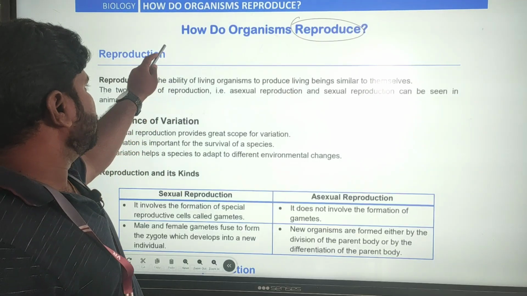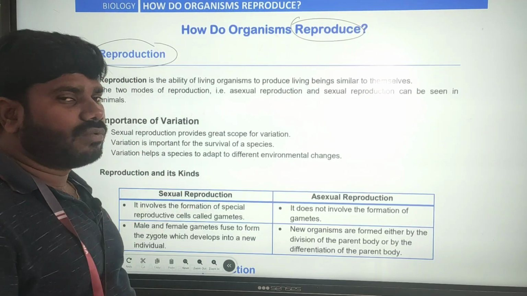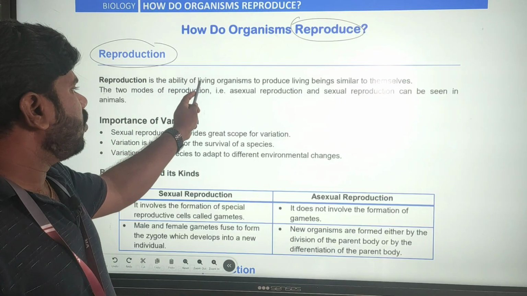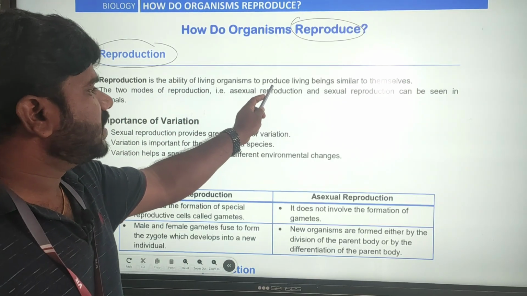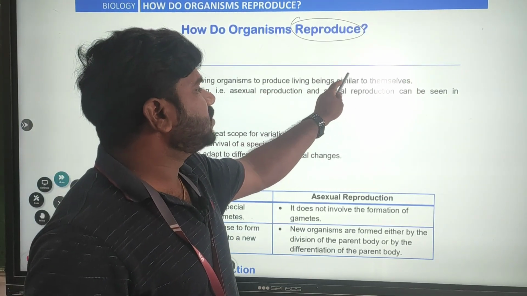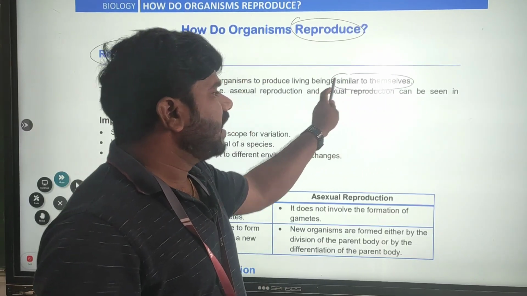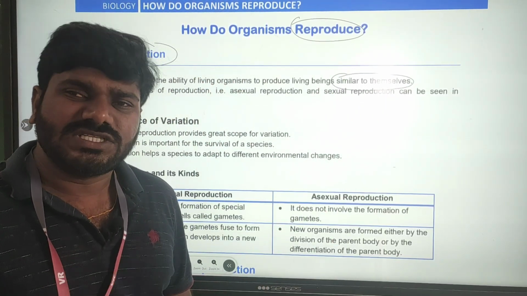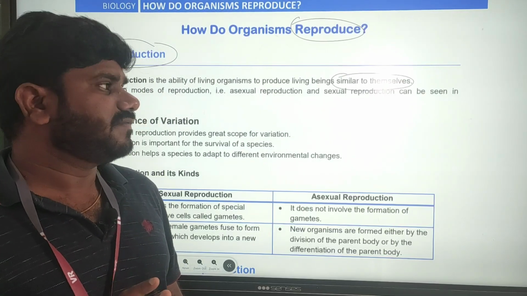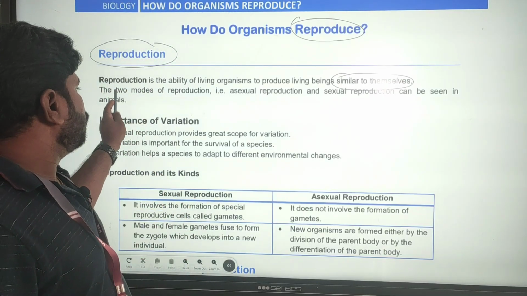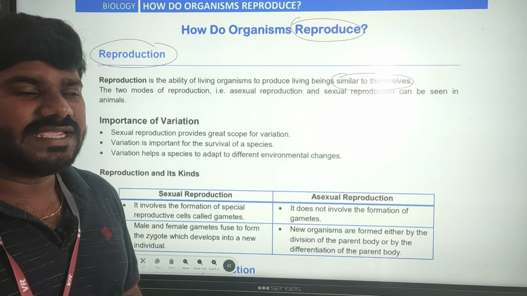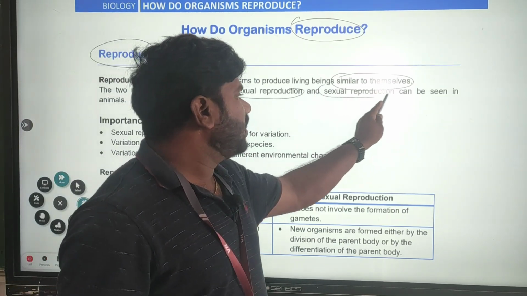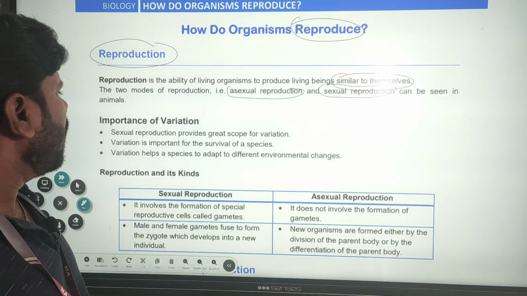Okay, let's see reproduction. What is reproduction? Reproduction is the ability of living organisms to produce living beings similar to themselves. That means a living organism will reproduce a new organism which is similar to itself. The two modes of reproduction we can see are asexual reproduction and sexual reproduction.